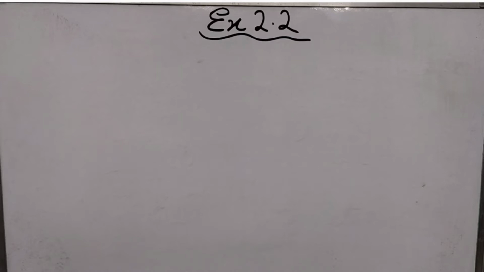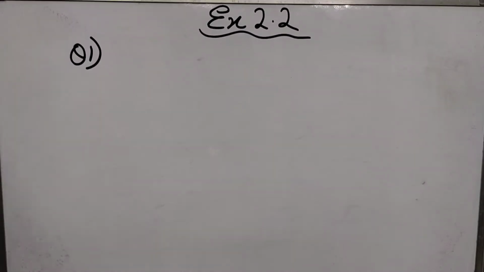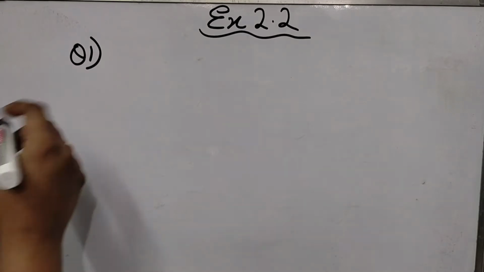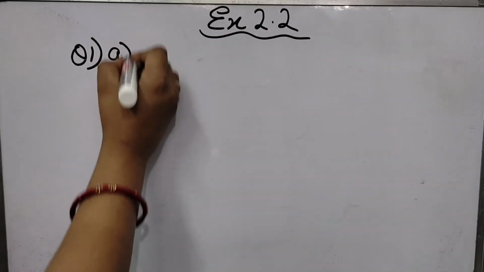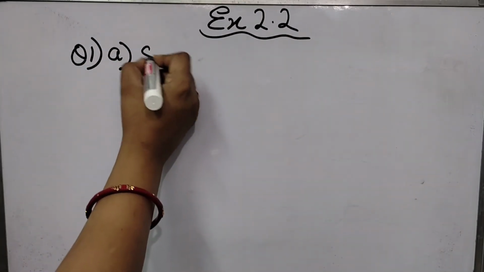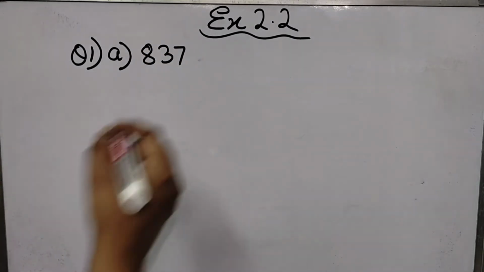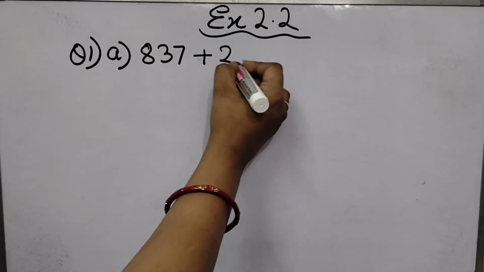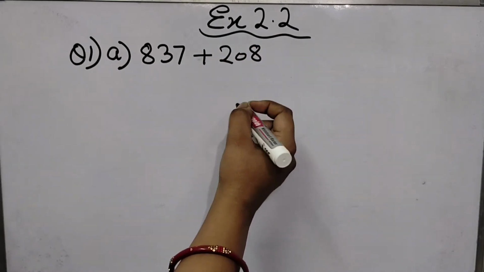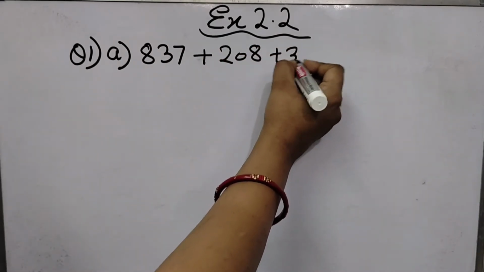Let's begin our exercise 2.2. In exercise 2.2, question number 1 is find the sum by suitable rearrangement, which means we need to arrange numbers in a suitable way by which our calculation can become easy.